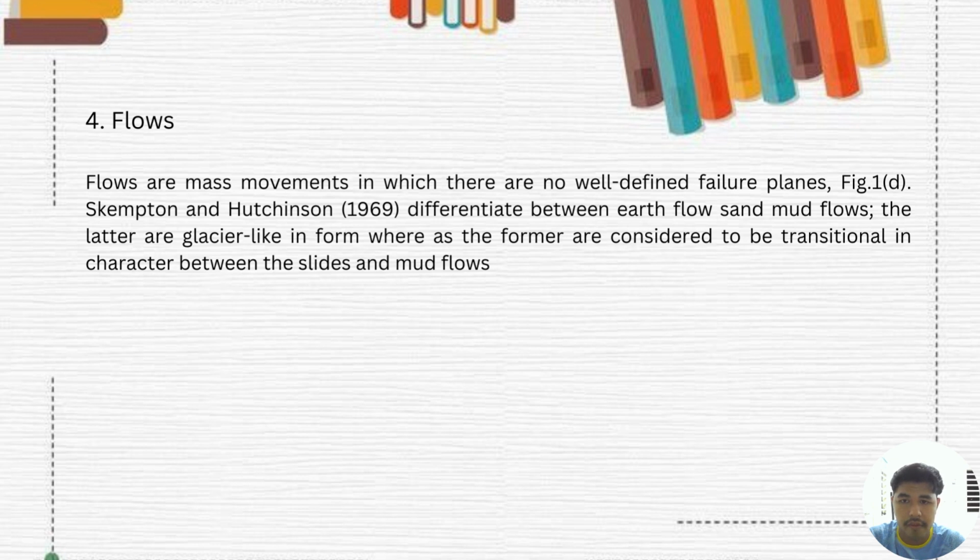The last, flow. Flow is a mass movement in which there are no well-defined failure planes. Skempton and Hutchinson differentiate between earth flows and mud flows. The latter are glacier-like in form, whereas the former are considered to be transitional in character between the slide and mud flow.